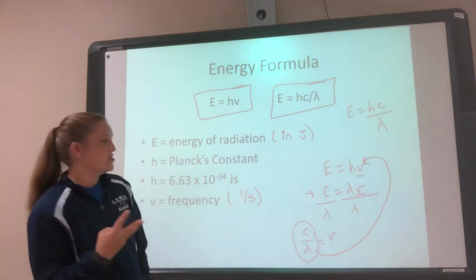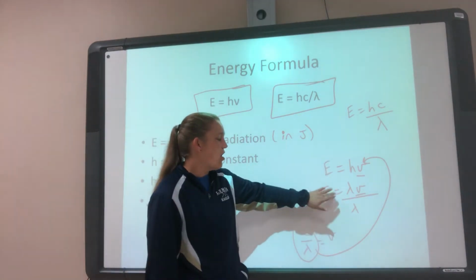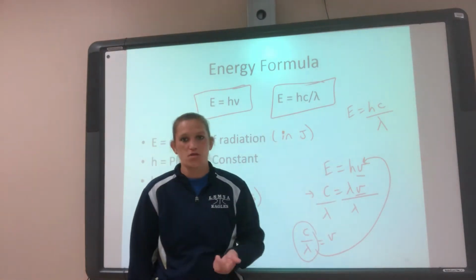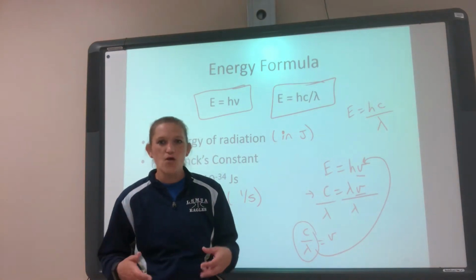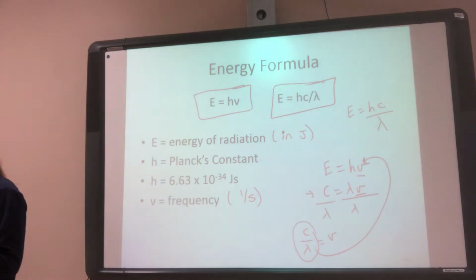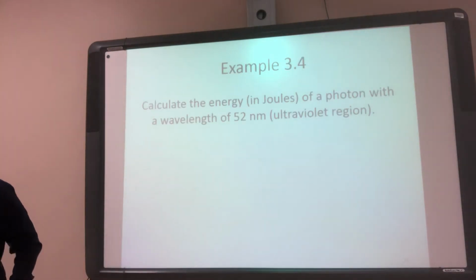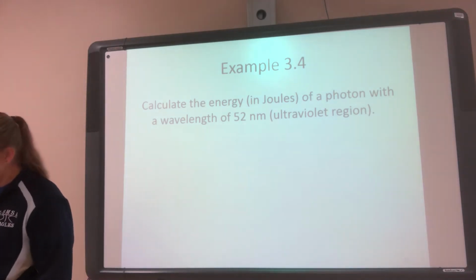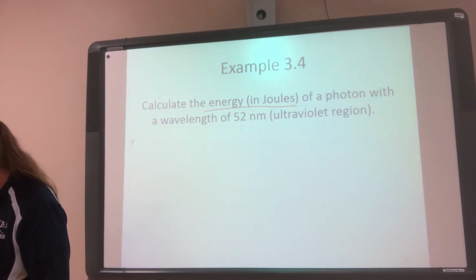So right now we have three equations. We have our particle, our wave, and our combined light equation. Depending on what problem you're doing and what was given to you, that determines which one you're going to use. So with that being said, let's look at a problem. This problem says, calculate the energy in joules of a photon with a wavelength of 52 nanometers. And just for your knowledge, I tell you it's the ultraviolet region. So what am I looking for in this problem? I'm looking for energy in joules.